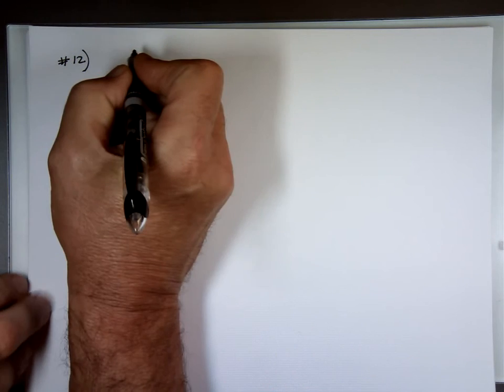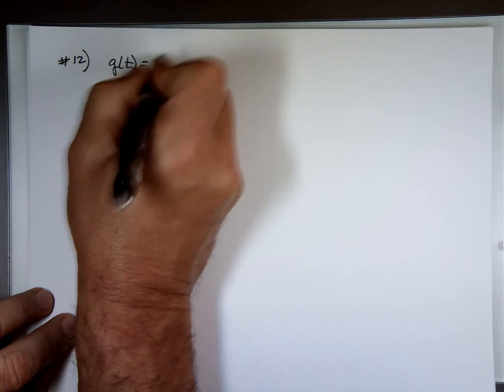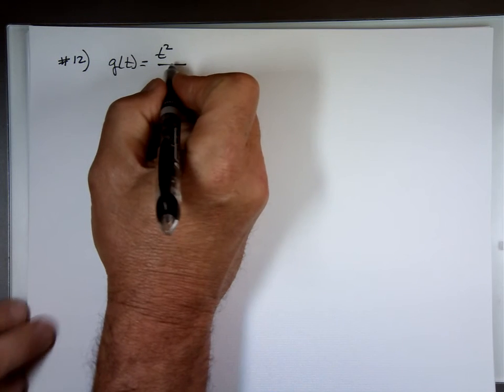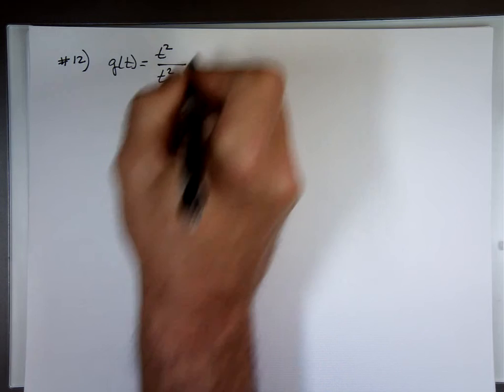12. We got only a couple more left. I have g of t equals t squared over t squared plus 3. And we're going from negative 3 to 3.